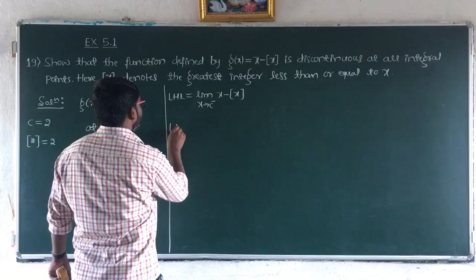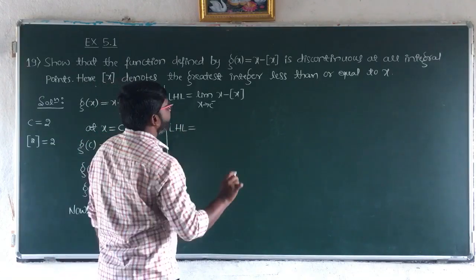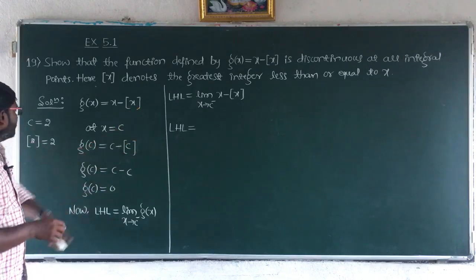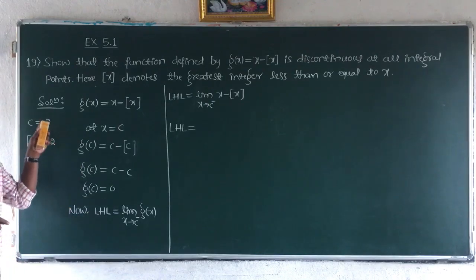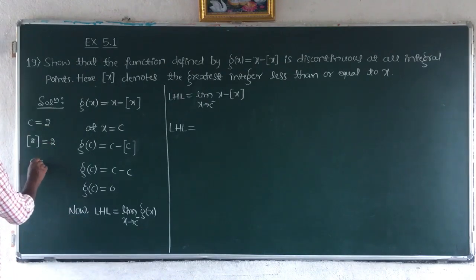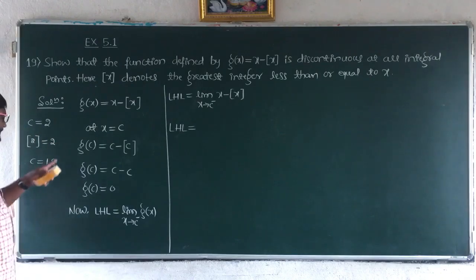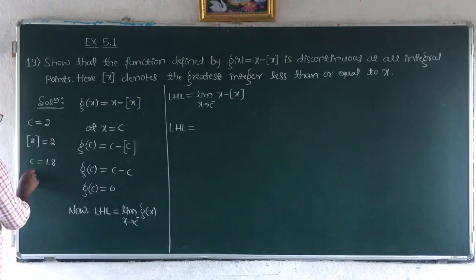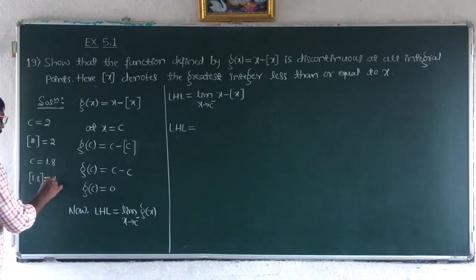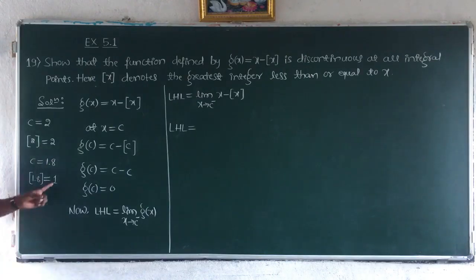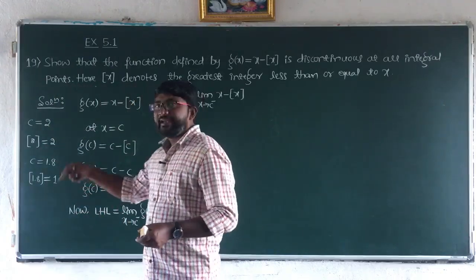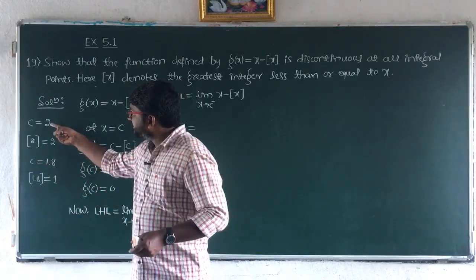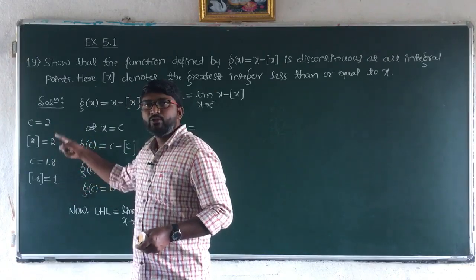So, now LHL which is equals to, so apply the limit now. C minus means, see here we have considered c as 2. Now, c minus means it has to be less than this one. So, I take c which is equals to 1.8. So, this is less than c. So, what is greatest integer 1.8 now? So, greatest integer 1.8 will be 1. So, now compare this with this now. Initially we had taken c as 2. Now, c minus is nothing but 1. That means comparing to this it is less than 1. 2 minus 1 is 1.